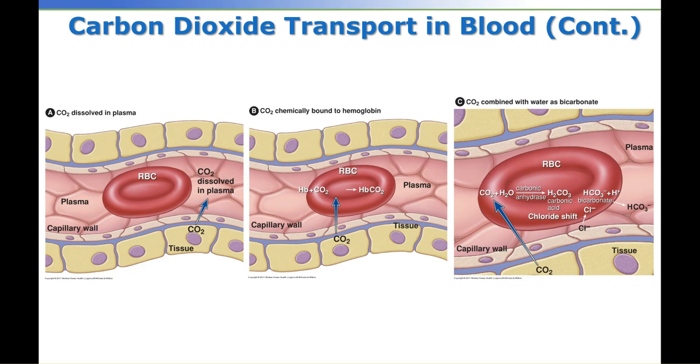Carbon dioxide transport in blood: you have CO2 dissolved in plasma, okay, you have the red blood cell that comes along, so then the carbon dioxide is carried by the RBC, and you see that CO2 is combined with water as bicarbonate. So you have A, physically dissolved in blood plasma. You have B, chemically bound to hemoglobin, and then combined with water as bicarbonate is what you see with C there.